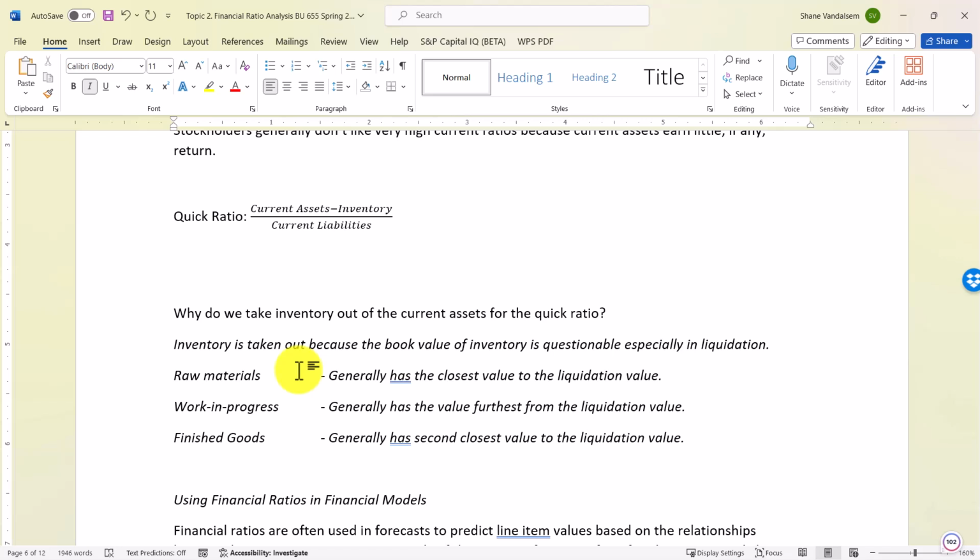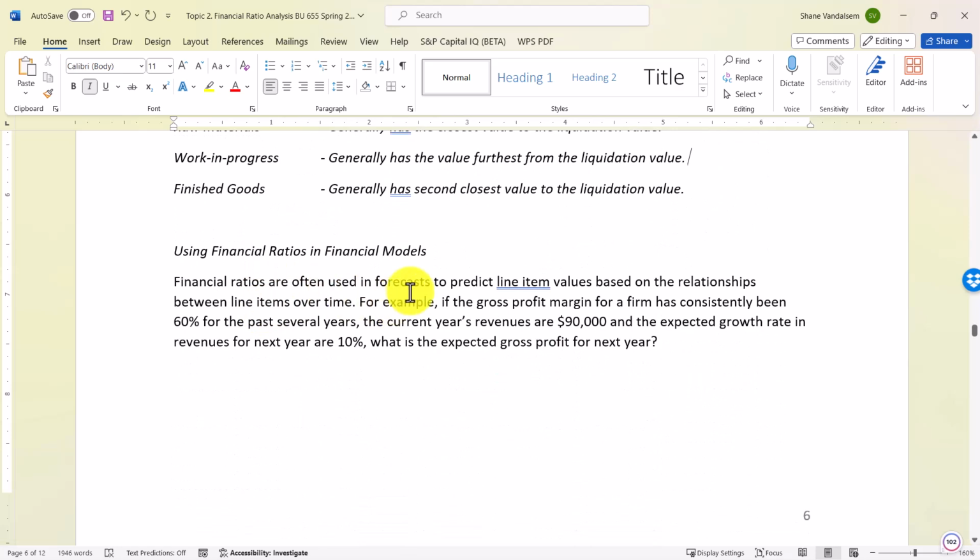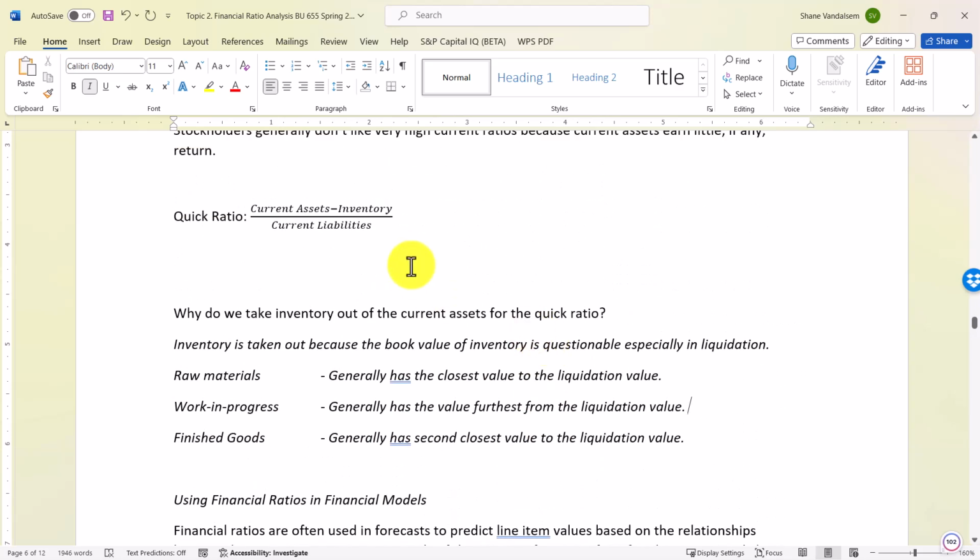So that's why we use the quick ratio, is we're really looking at if we had to quickly liquidate the firm and get our cash out, what would that look like? And oftentimes the inventory value just isn't there. So that's where we're going to stop this first video on financial ratio analysis, and then we'll start with using financial ratios in financial models in the second lecture.